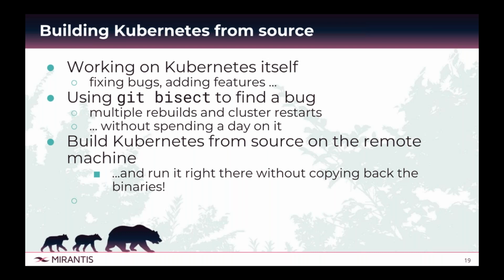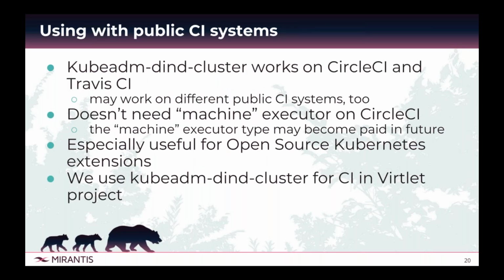So for instance, if you hit a problem with your app after upgrading to a new Kubernetes release and you want to find the PR in Kubernetes itself that caused the problem, you need to use git bisect, and you must build Kubernetes like 10 times in a row and restart the cluster. And with kubeadm-dind-cluster, you can do such tasks without spending a day on it.